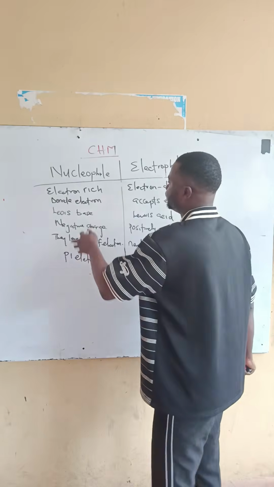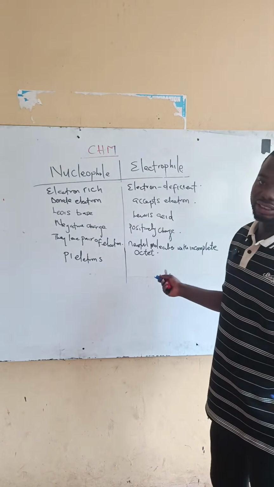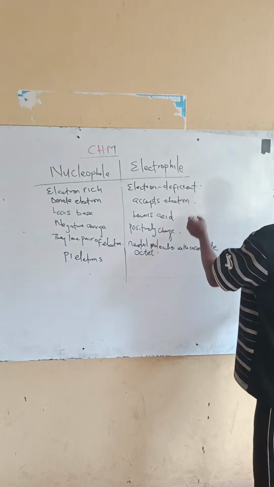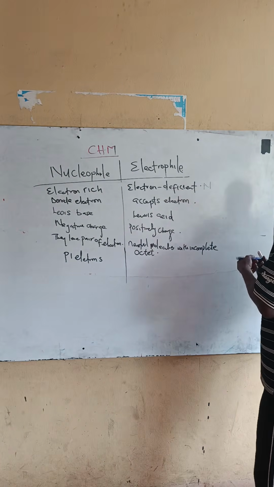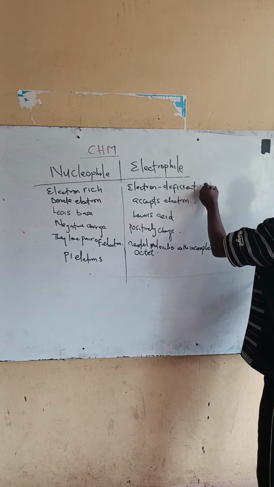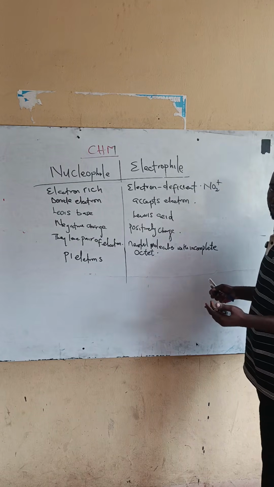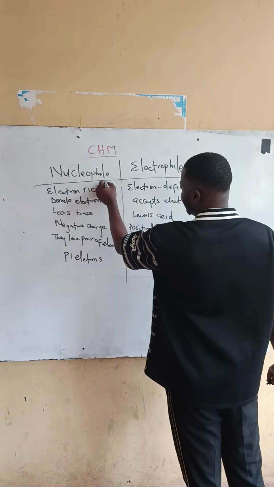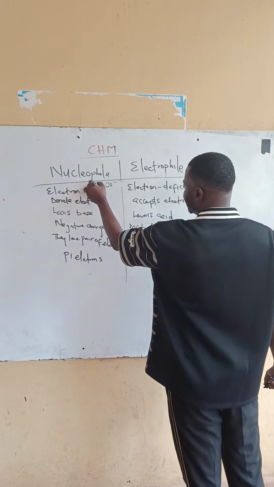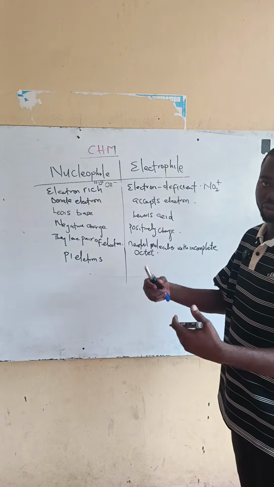Is that clear? So nucleophiles are electron rich. Electrophiles are electron deficient. Guys that are electron deficient, for example, NO2, this guy NO2 is electron deficient. Is that okay? While guys like OH minus, guys like H2O, are electron rich. They have electrons to donate, electrons to give.